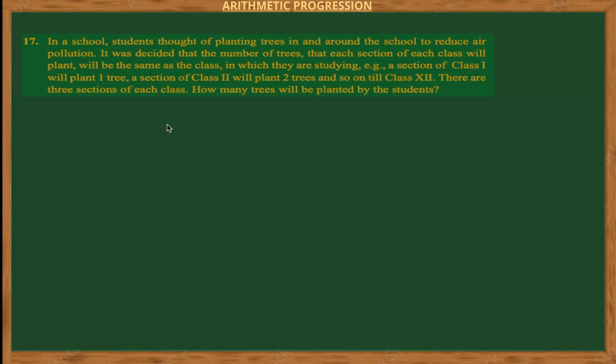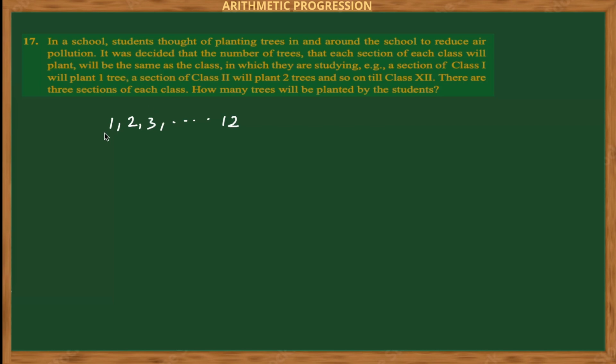So we have till class 12. Let's put it here. We have 1, 2, 3, till class 12. Let me read it again. It says that in and around the school to reduce air pollution, it was decided that the number of trees that each section of each class will plant will be the same as the class.